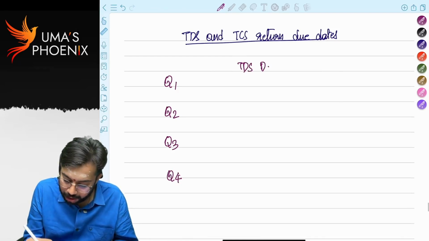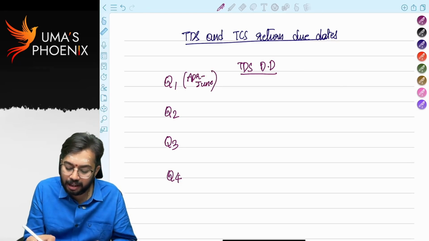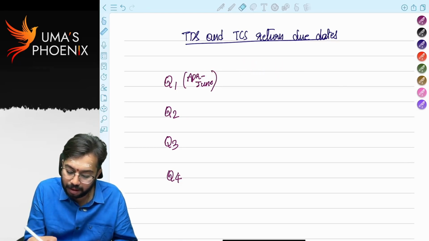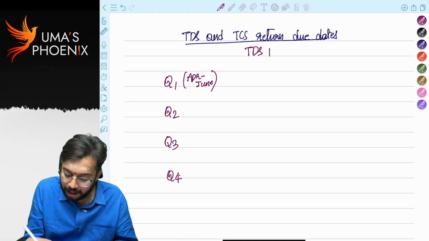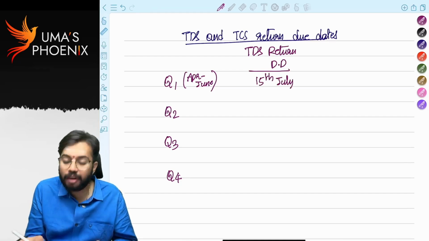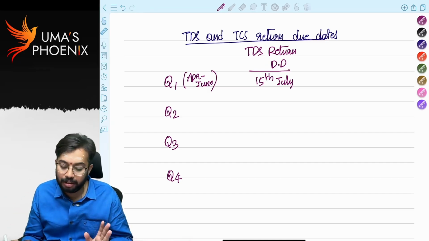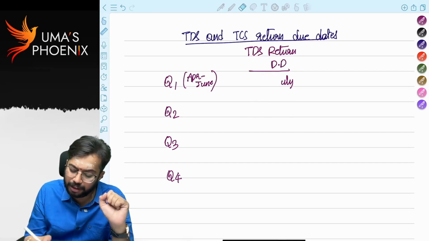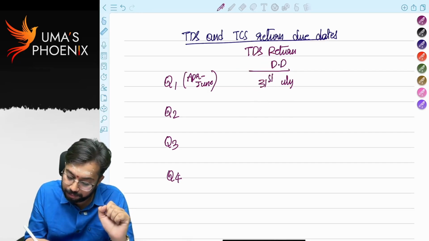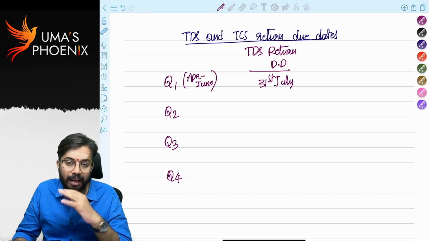TDS due date. What is Q1? Q1 ranges from April to June, right? So for April to June quarter, TDS return is required to be filed. TDS return due date by 15th July. That means after end of the quarter, within next 15 days, return is required to be filed. I am sorry, not 15th July, 31st July. From end of the quarter, within next 1 month, TDS return is required to be filed.